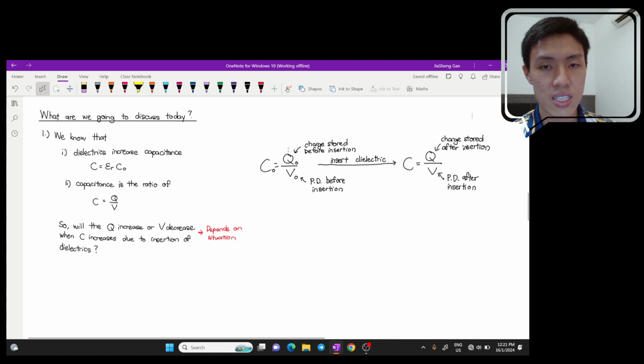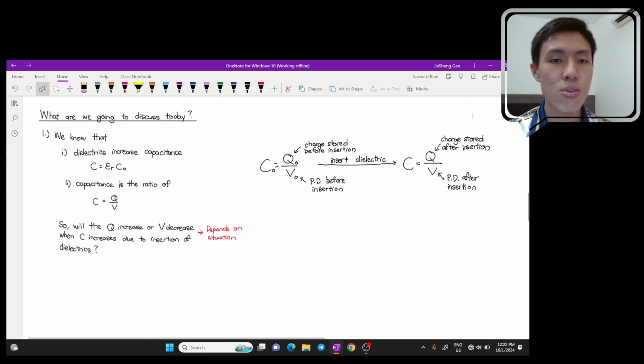Here on my left, we have a capacitor which has not been inserted with a dielectric yet. It is empty right now. You can think of it as vacuum in between the plates. So right now the capacitance we call C naught, and it equals Q naught over V naught. Q naught represents the charge stored in the capacitor before you insert the dielectric. V naught is the potential difference between the capacitor plates before there's any dielectric inside the capacitor.